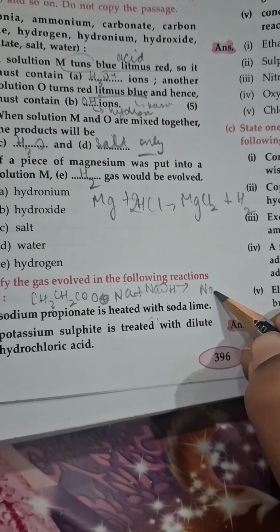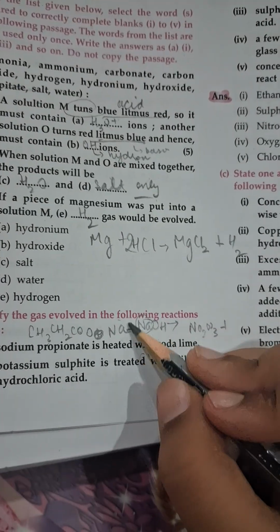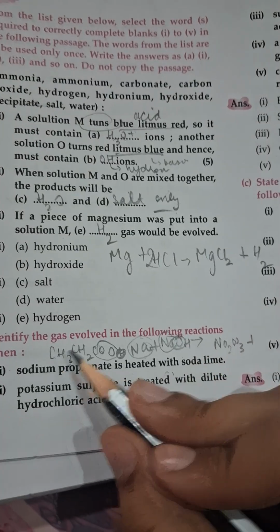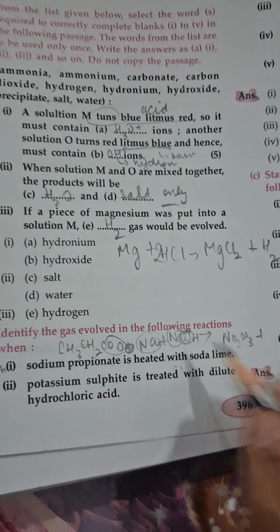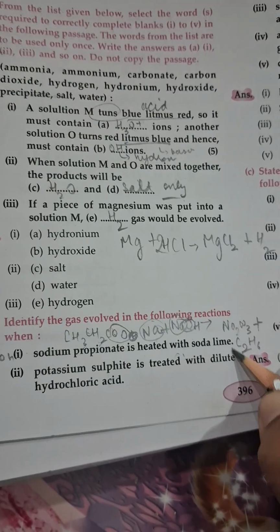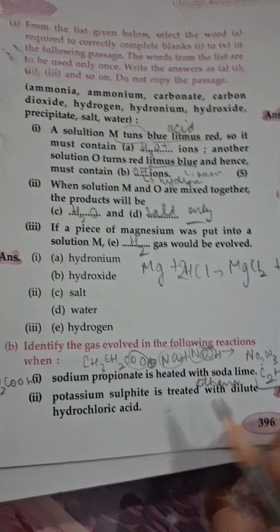It will give Na2CO3 plus, so you can see now this is gone, this is gone, this is gone, and this is gone. What is left? 2 C's are left, 3, 4, 5, 6 H's are left. So C2H6. So what is being formed? This is ethane. So the answer is ethane gas.